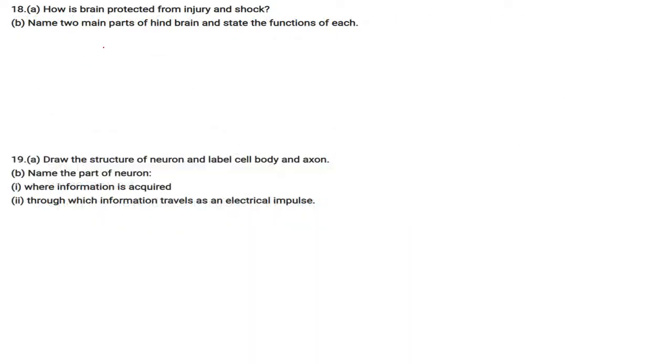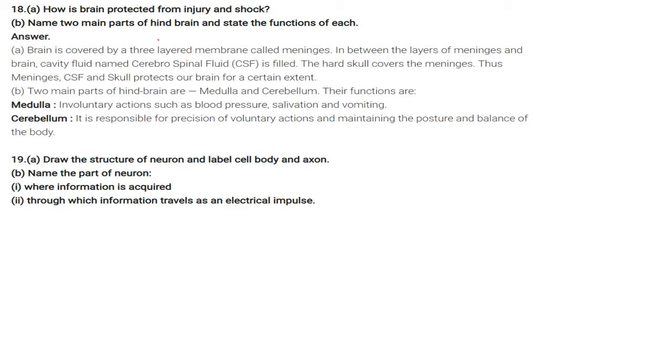How is the brain protected from injury and shock? The brain is covered by a three-layered membrane called the meninges. In between the layers of meninges and the brain, a cavity fluid named CSF, cerebrospinal fluid, is filled. The hard skull covers the meninges. Thus the meninges, CSF and the skull protect our brain to a certain extent.